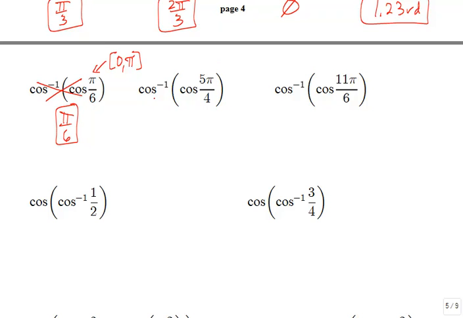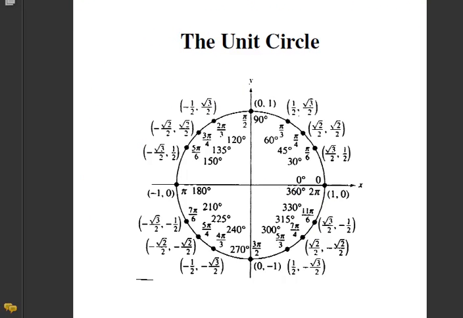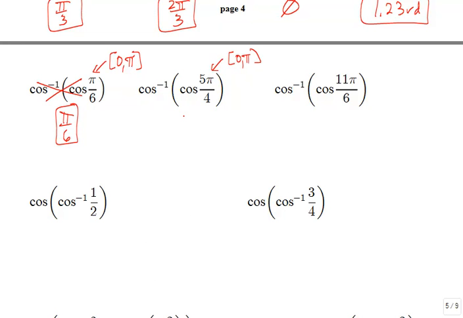If I look at the next one, again, I want to do an inverse cosine of cosine of 5 pi over 4. Is 5 pi over 4 between 0 and pi? Well, think about your unit circle again. 5 pi over 4 is down here in quadrant 3. So it's not between quadrant 1 and quadrant 2. So this isn't going to cancel out exactly like we would like. We're not just going to get 5 pi over 4 back.